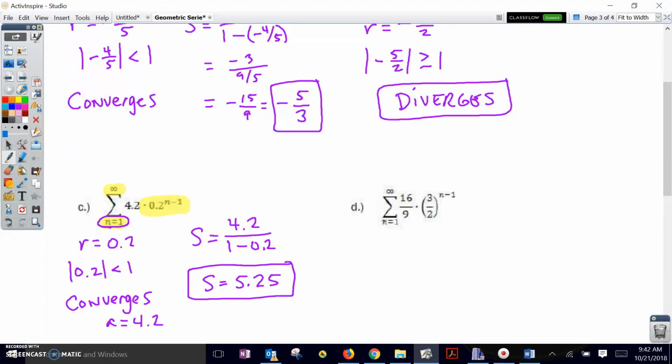Alright, next one. My r value, again, is what's inside this summation that's raised to a power, because increasing the index introduces an additional factor of that. So r is equal to 3/2. The absolute value of 3/2 is greater than or equal to 1. Therefore, this series diverges.